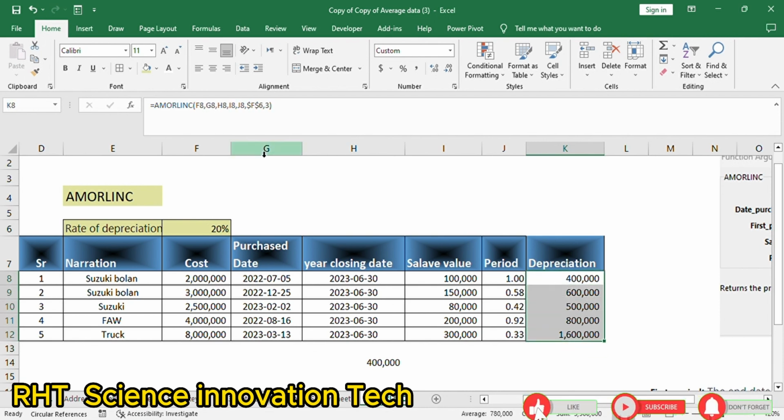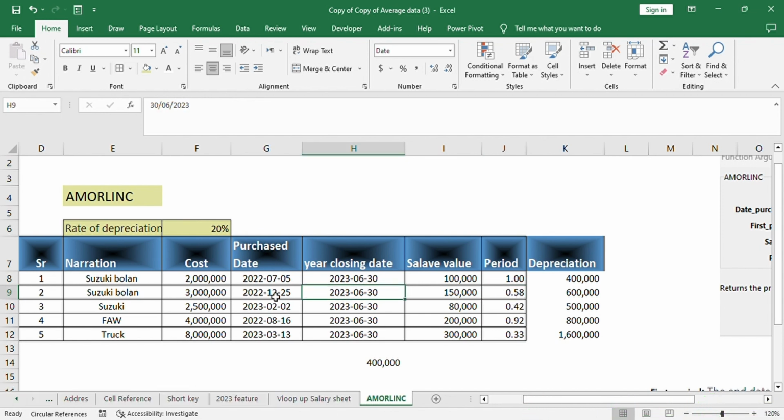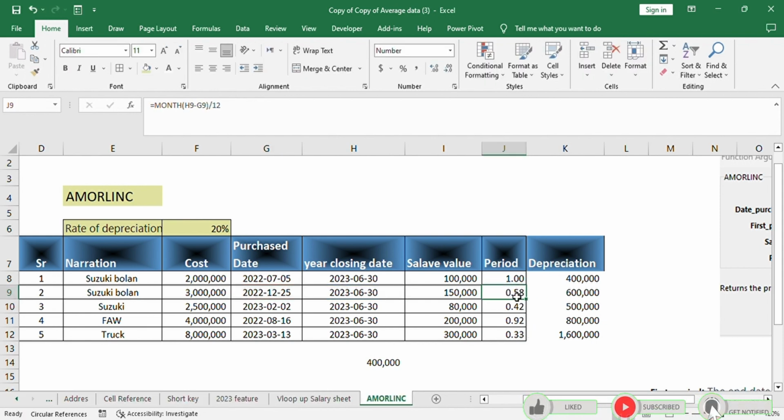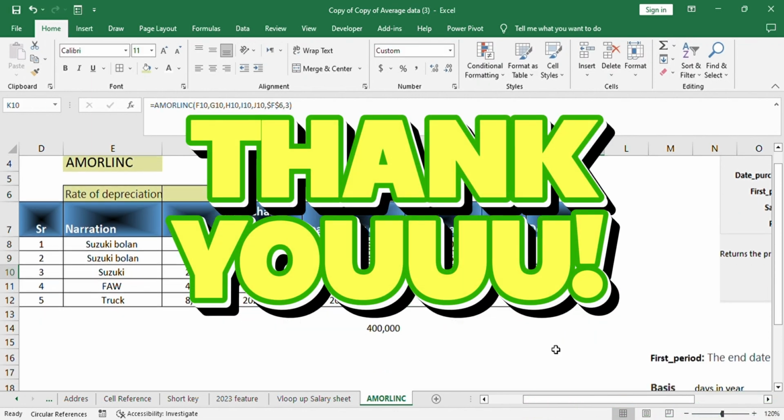The next one, what we did with the period, actually this is the purchase date and this is the year closing date. So it was actually purchased on December 25th. So we have subtracted this from this and divided by 12 so that we could get the years in a fraction. So this is actually the years, and it is this 600,000.